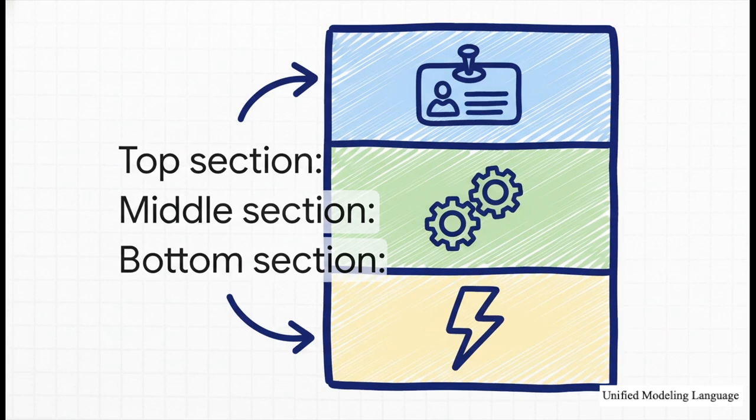In this structure, it's so logical. The top section, that's for the class's name, its identity. The middle part lists its attributes, which is just the data it keeps track of. And the bottom section defines its methods. Those are the actions it can perform. It's a complete profile: what it is, what it knows, and what it can do, all in one little box.